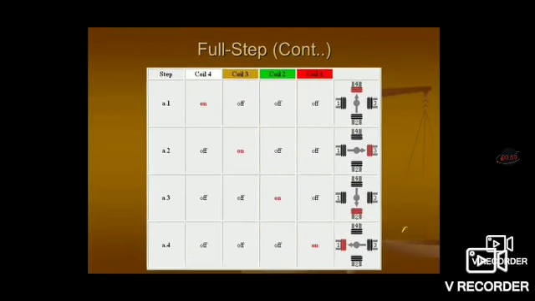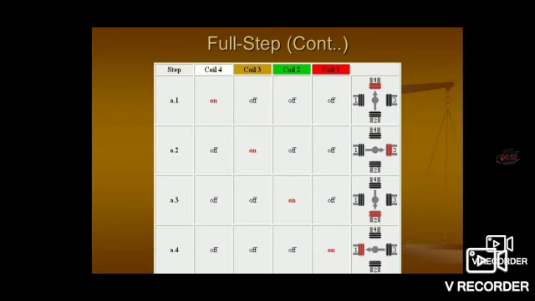For the full step operation, it is the coil energization. See the final diagram. For A1, the coil 4 is on, coil 3 is off, coil 2 is off, coil 1 is off. Only the coil 4 is on. It will be marked as red. Then for A2, the coil 3 is on, it is marked as red in the diagram. And for A3, the coil 2 is on. And for A4, the coil 1 is on. It is the full step operation.